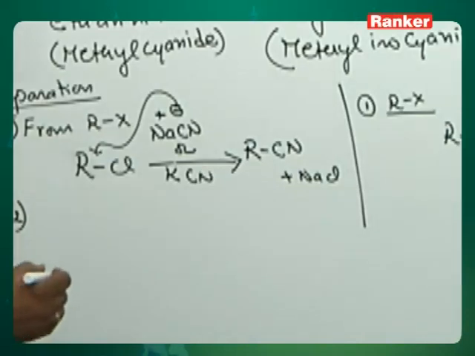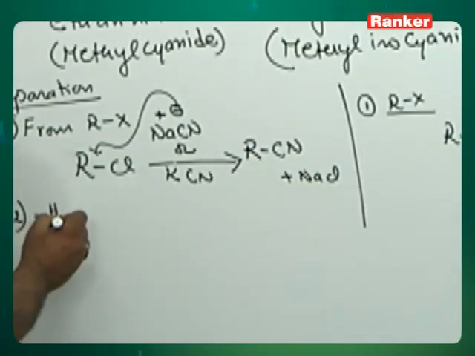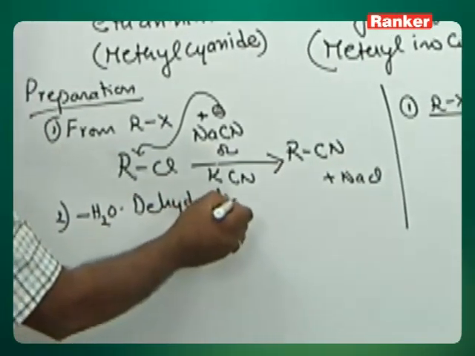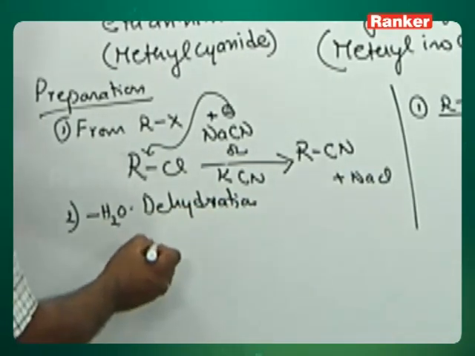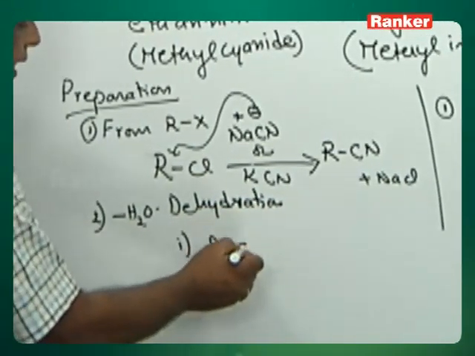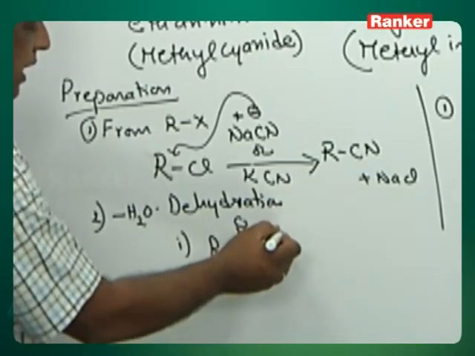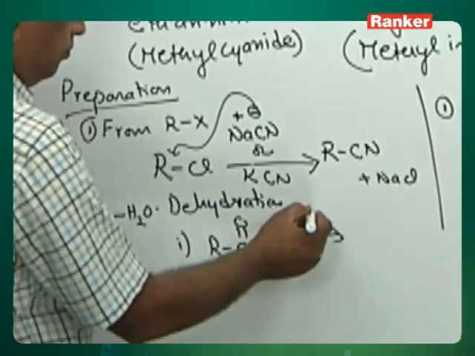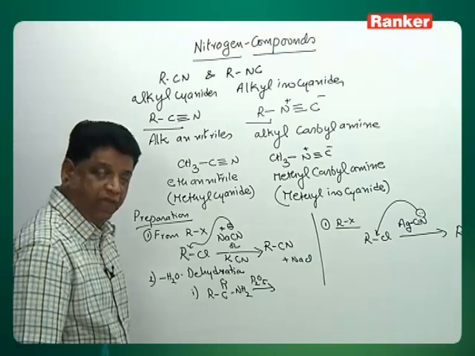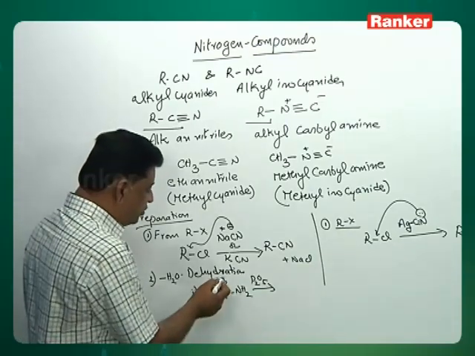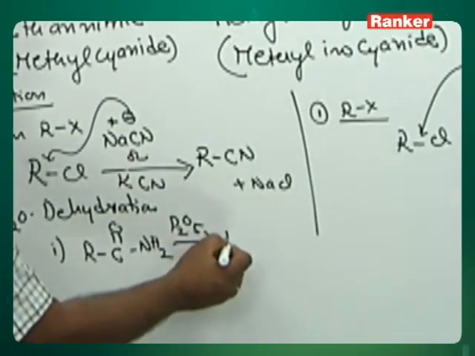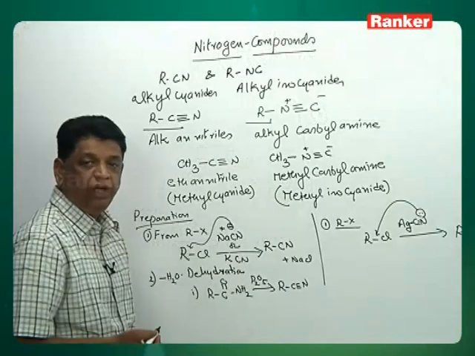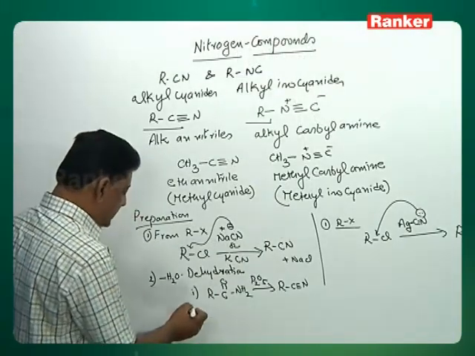Cyanides can also be prepared by removal of water. Removal of water methods are called dehydration methods. There are two such methods. One is dehydrating acid amides, RCONH2. When you use P2O5, the anhydride of phosphoric acid, it will take away the H2O, the hydrogen and the oxygen are removed, and you will get the cyanide. The water goes with the P2O5, which converts into the corresponding phosphorus acids.